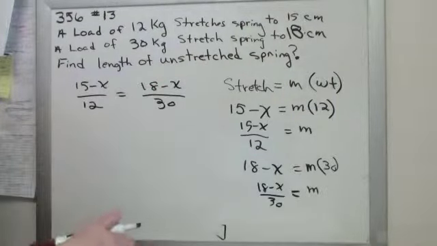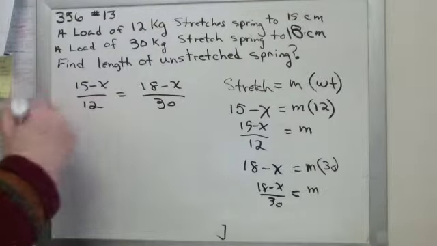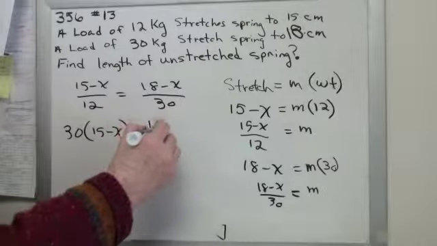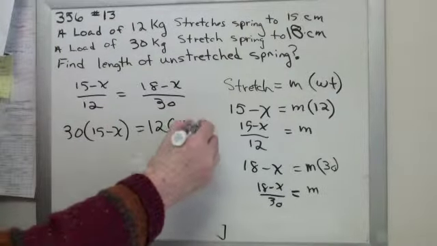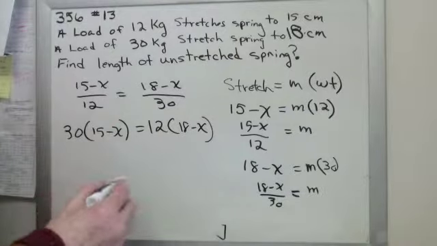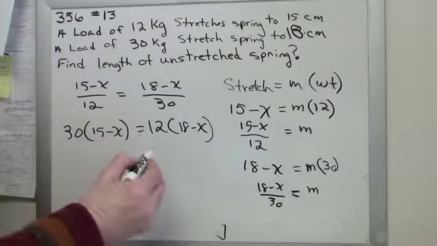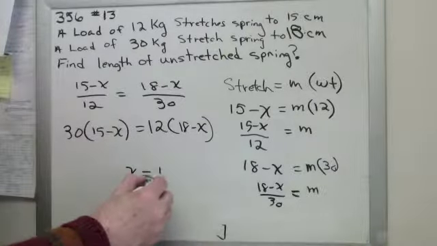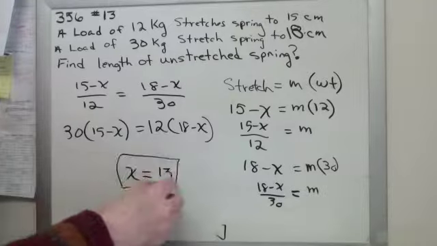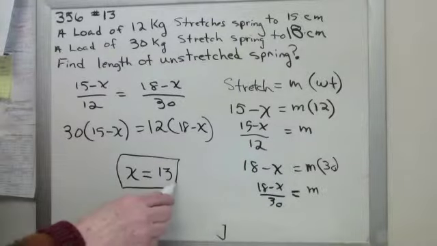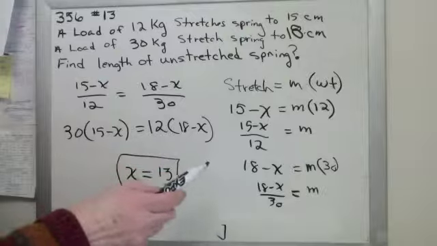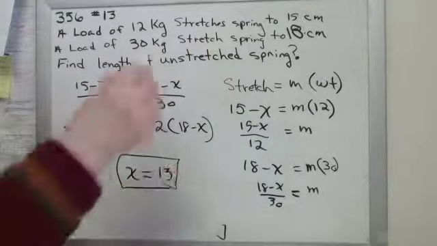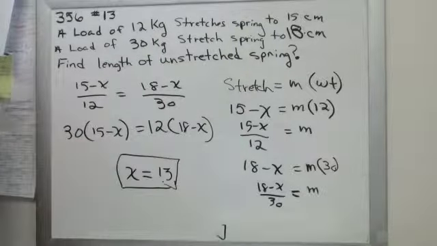And you know how to solve something like this, right? You can cross multiply, so 30 times 15 minus x equals 12 times 18 minus x, and you can solve that equation. And when you do, you'll have x, which was the original length of the spring. And hopefully you can solve this yourself, but you should get 13 for the x. All right, so that's how long the spring was before it was stretched each time. Okay, so it started at 13, it stretched to 15. It started at 13 again and stretched to 18. You can do these. Good luck.